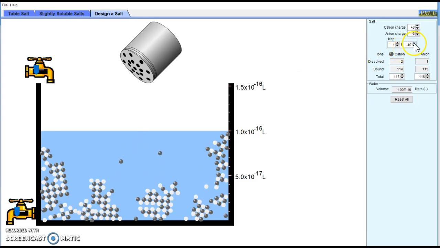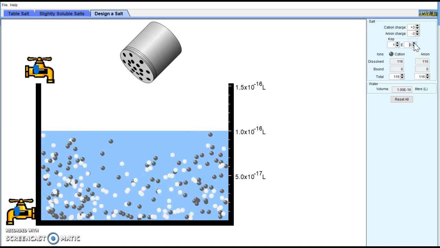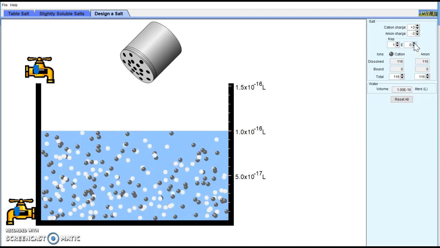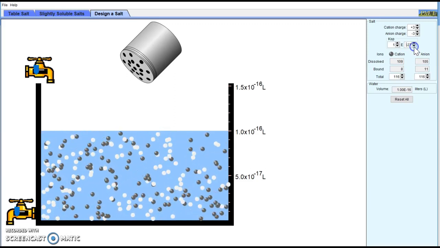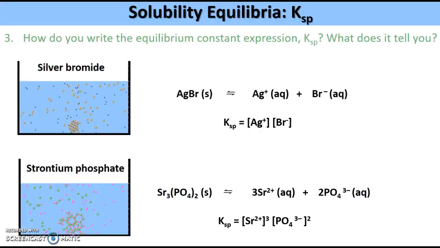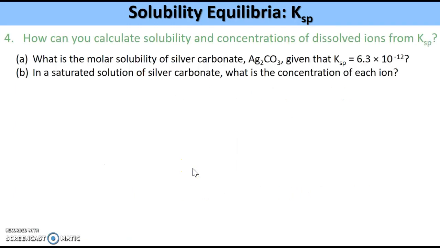If I increase the KSP rapidly by pressing on this arrow, watch what happens to the solution. Suddenly the solubility has skyrocketed and all the solid has been able to dissolve. That's what the magnitude of KSP tells you. All right. Now we finally get to the calculations. Our first calculation is, given a value for KSP, how do we find molar solubility?